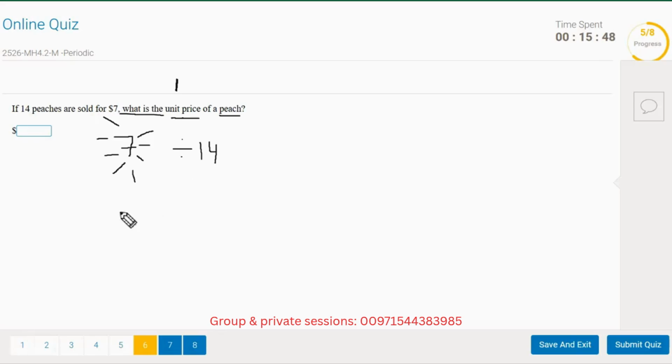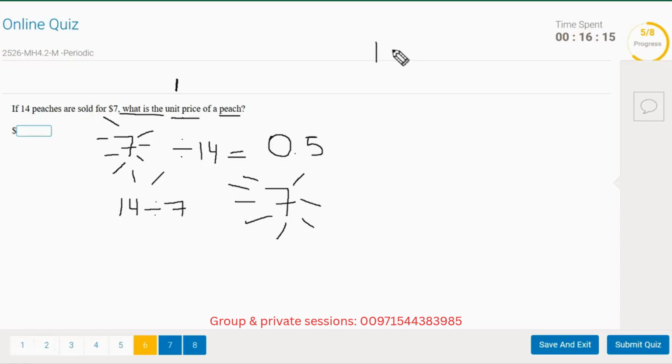Remember here what I was telling you to be careful of. You cannot divide 14 by 7. That will be incorrect. Because what are you finding here? The unit price, the price of 1 peach, not many peaches and then the price of it. No. The unit price of 1 peach. So 7 divided by 14 gives you 0.5. Okay? So remember, you're supposed to convert that dollars into parts of 14. So now you'll find out how much 1 peach costs.